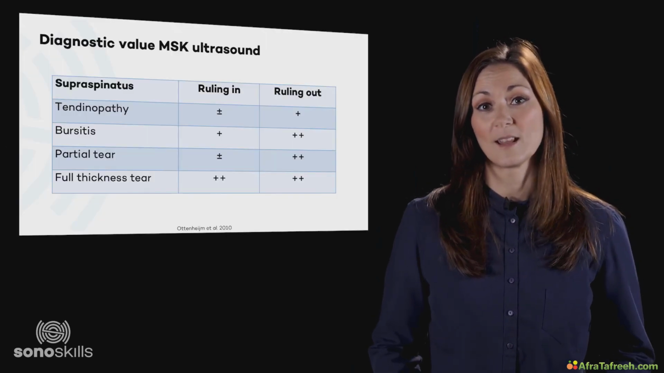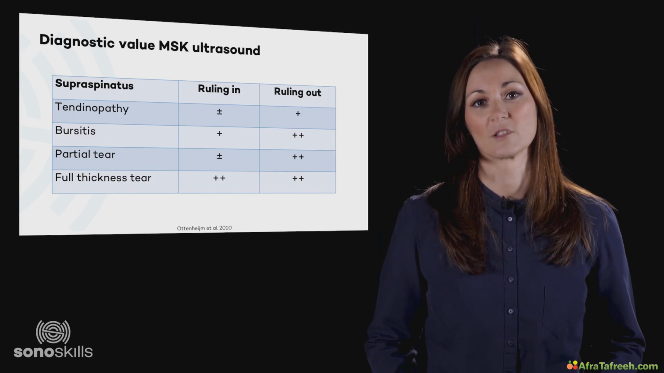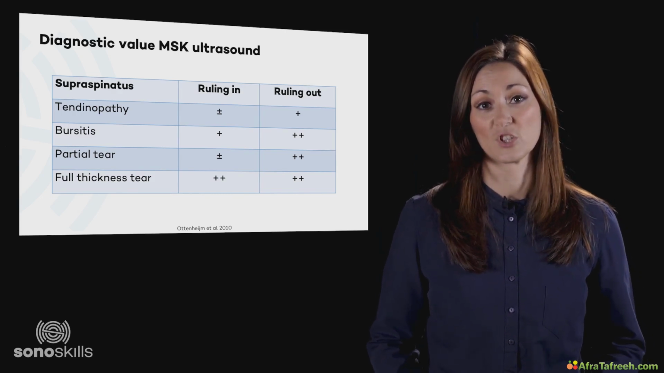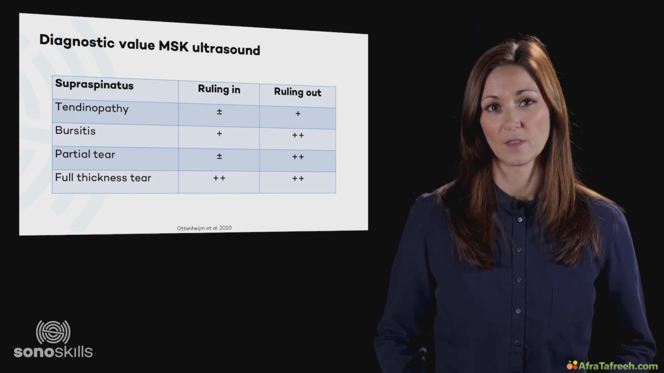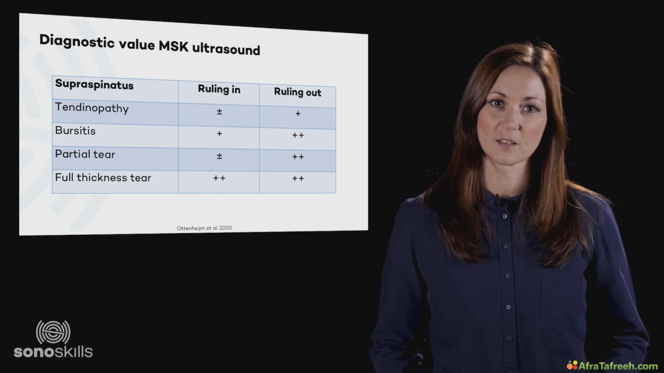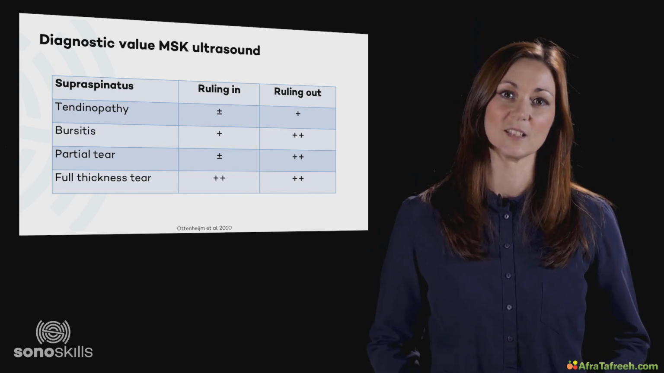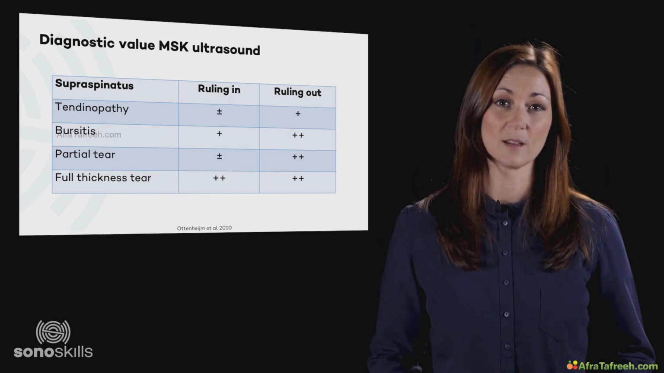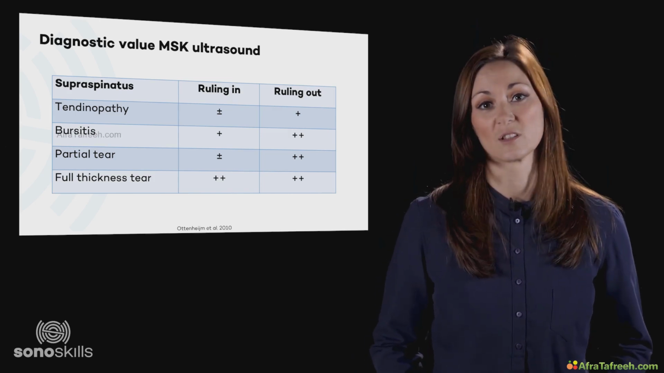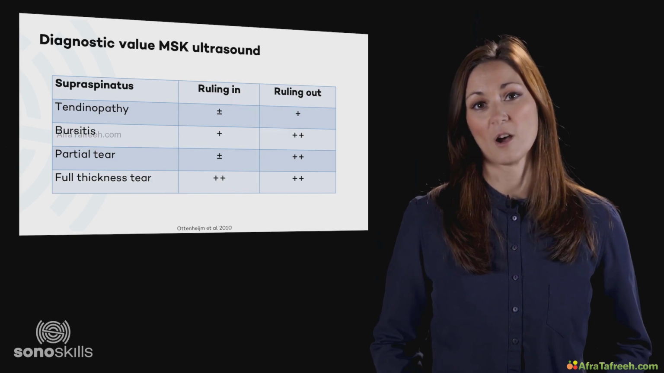But it's not only the anatomy that can influence the diagnostic accuracy. Pathology can do this as well. Research into the diagnostic accuracy of ultrasound in detecting supraspinatus pathology has shown that some pathologies are harder to rule in and some are harder to rule out.